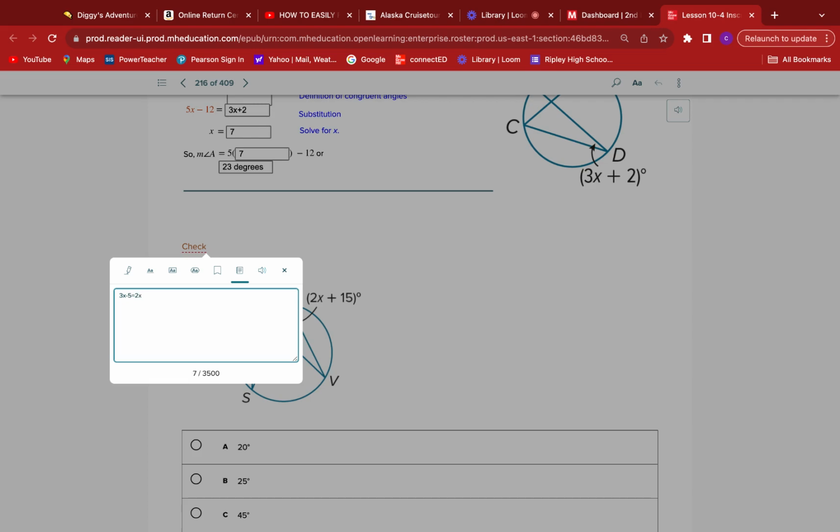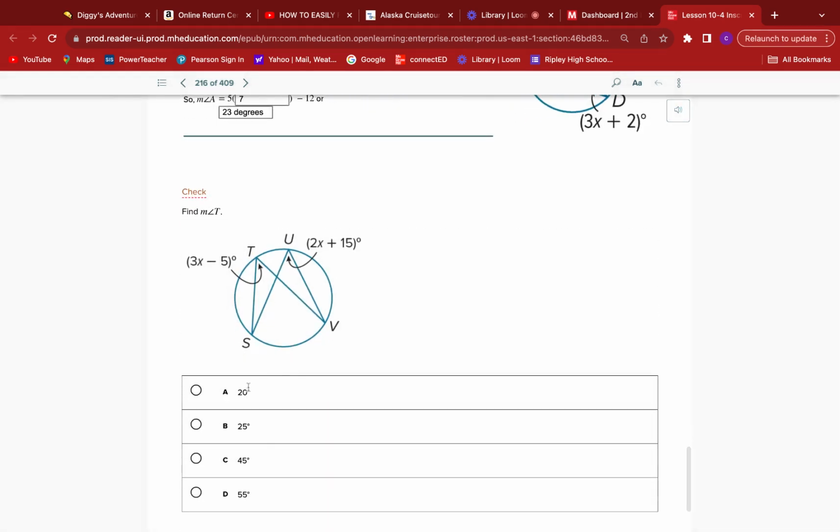2x plus 15. Okay, the opposite of adding 2x is subtract 2x. So 3x minus 2x is x. The opposite of minus 5 is to add 5 to the other side. 15 plus 5 is 20. All right, so we got x is 20.